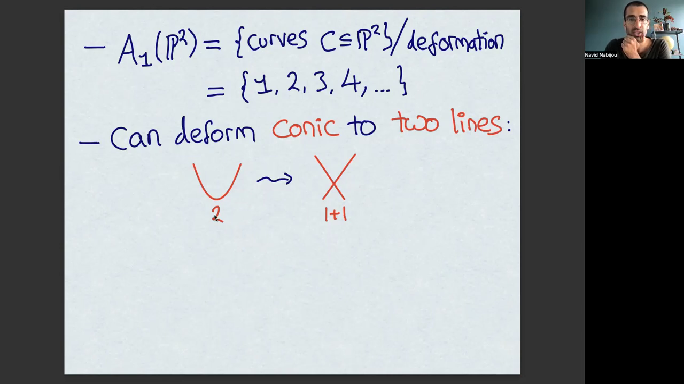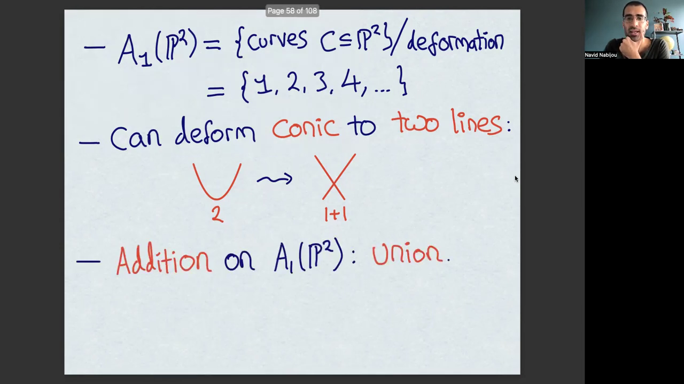And what I notice is that 2, which was the conic's degree, is sort of 1 plus 1. Okay, go figure. It's not particularly surprising. But what this suggests is that there should be some geometric interpretation for this. Which is that this set, this Chow homology, isn't just a set. It has some algebraic structure given by union.